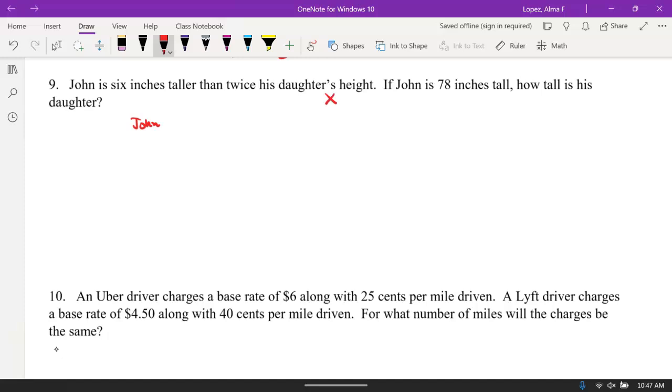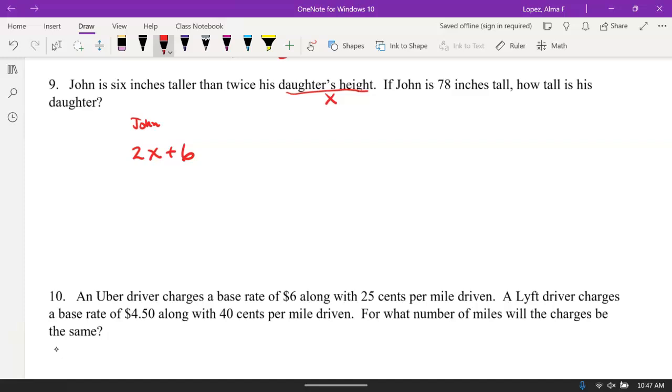We're going to let her height be X. That's what we don't know, but they talk about it like we know it. So here's John's height. John is 6 inches taller than twice his daughter. If he's 6 inches taller than her, we're going to add 6 to her height. We don't know her height, but we're adding 6 inches more. He is 6 inches taller than twice his daughter's height. Twice her height is 2x.